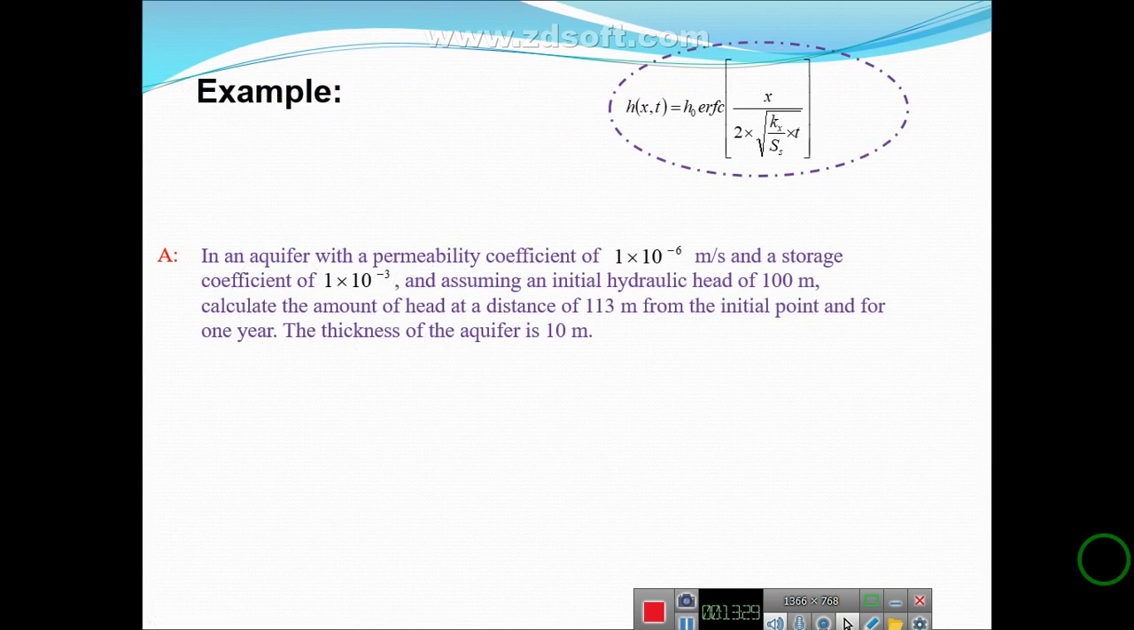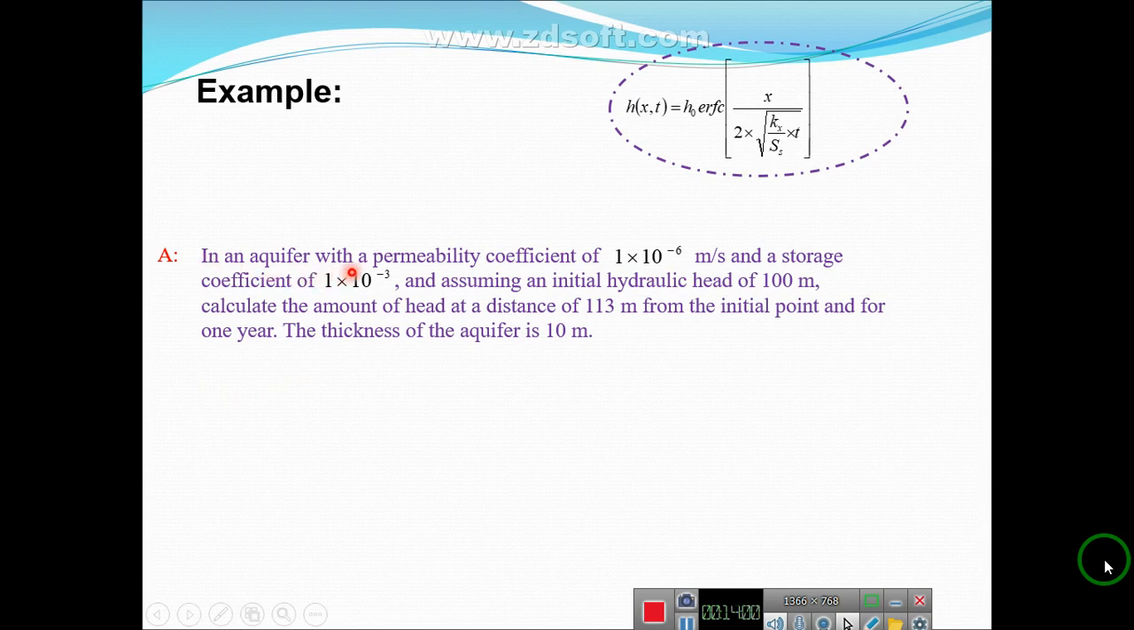Let's consider a numerical example to examine the application of this analytical solution for head calculation. This example has three parts: part A here, and part B and part C in the next page. First, look at the part A.